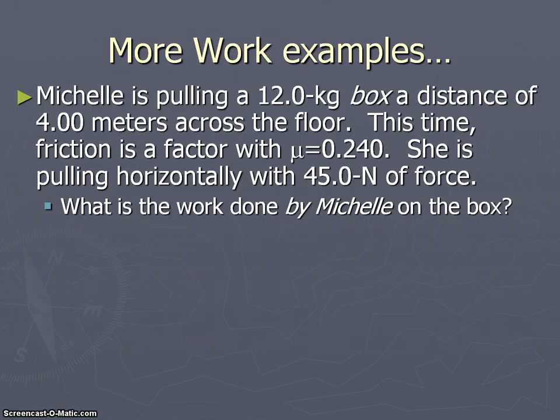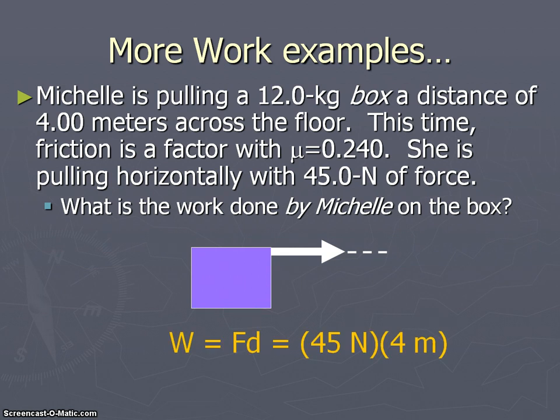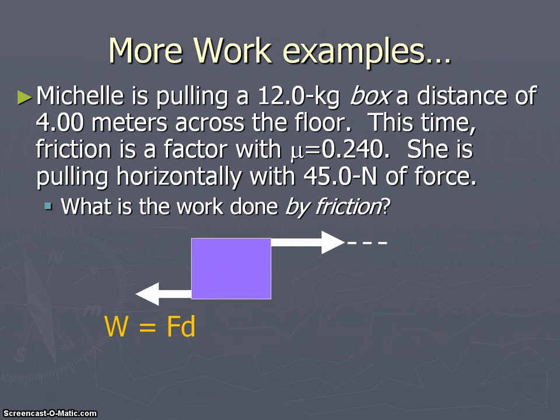What if we add friction to this situation? What is the work done by Michelle on the box? She's pulling horizontally this time. So 45 newtons. The angle is 0. She's pulling directly horizontal. So work is equal to force times distance. 45 newtons times 4 meters gives us 180 joules. What is the work done by friction?